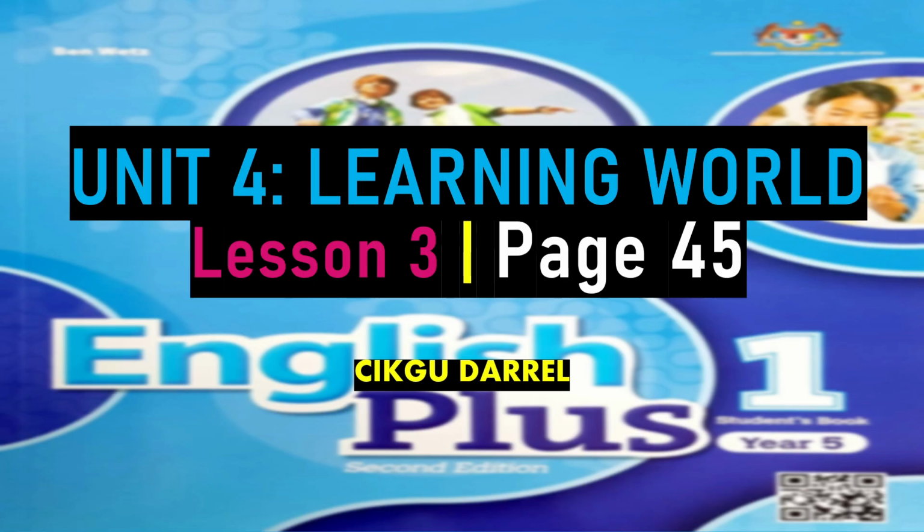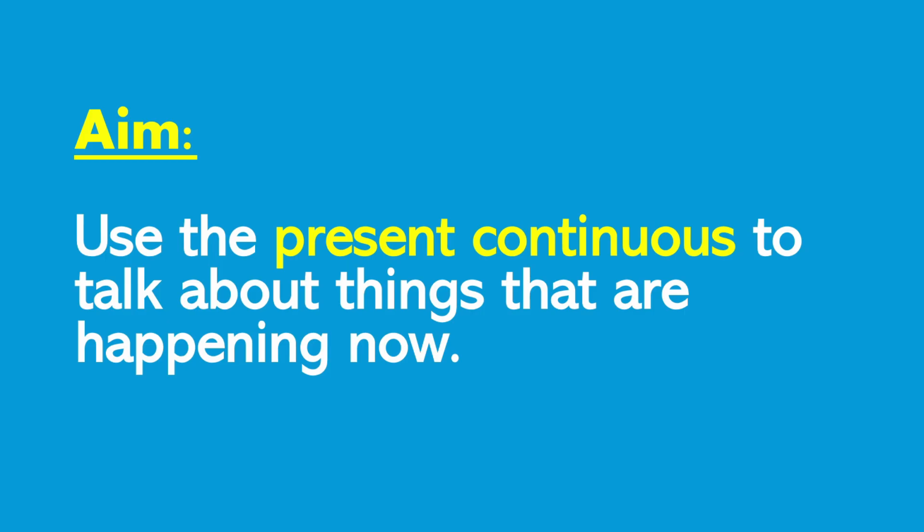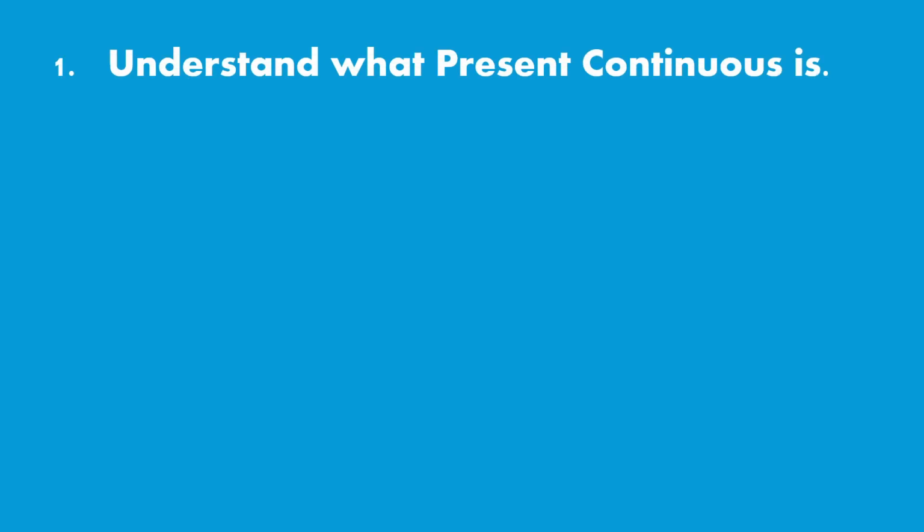For your information, this is going to be the third lesson, which will be on page 45 of your student's book. At the end of this lesson, you should be able to use the present continuous to talk about things that are happening now. As usual, before we go deeper into our lesson today, let me communicate with you first the framework of our lesson for today.